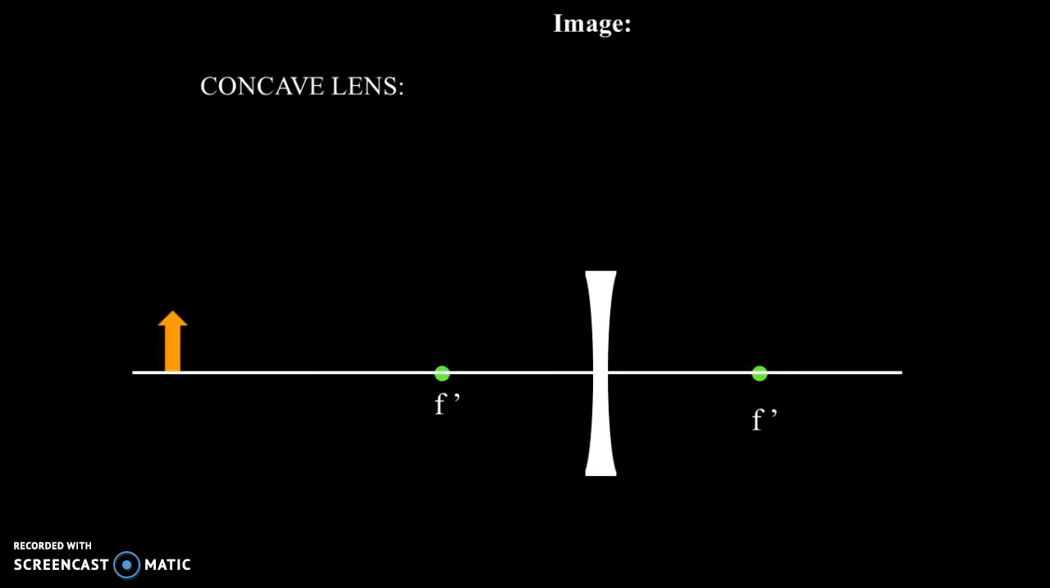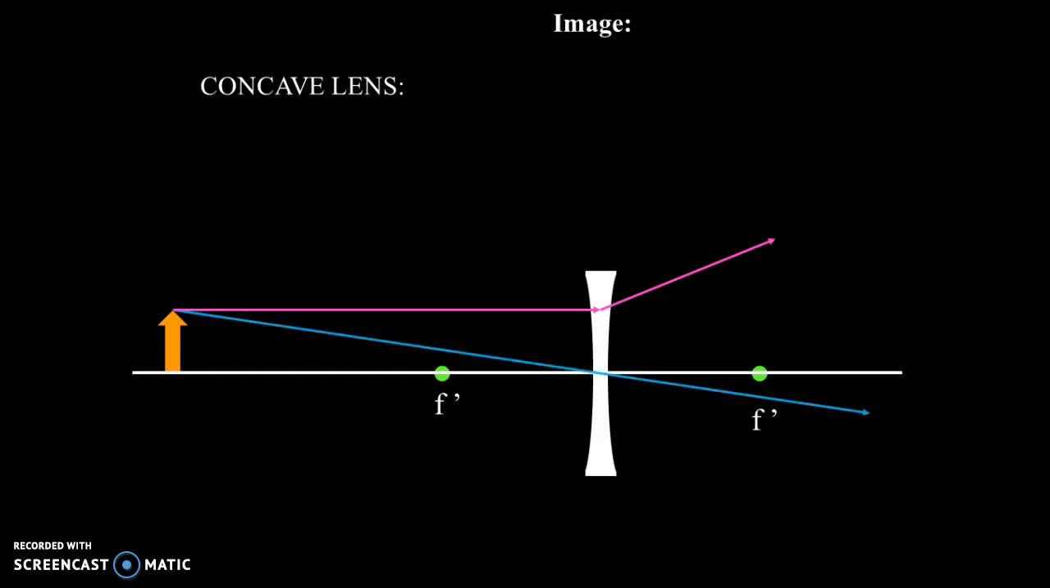Okay, let's change it up, and let's talk about concave instead of convex. Well, the rules of the rays are still the same. You start with one that goes parallel to the principal axis, but remember, this is a different type now. This is a concave, which means it's going to be a diverging lens. So you're going to go to appear from the focal point on the same side.